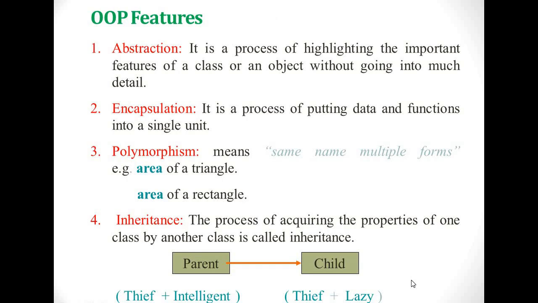OOP features, abstraction. It is a process of highlighting the important features of a class or an object without going into much detail. What is encapsulation? It is a process of putting data and functions into a single unit. Polymorphism means same name, multiple forms. That is an example of area of triangle, area of rectangle. Inheritance: the process of acquiring the properties of one class by another class is called inheritance. That is, a child class will be inherited from a parent class.